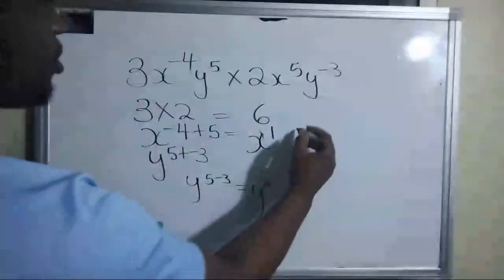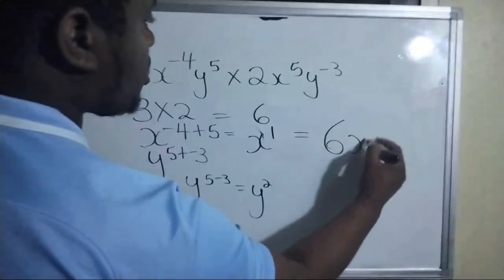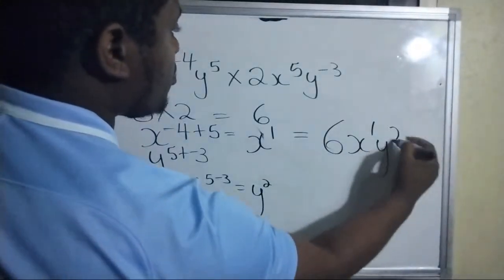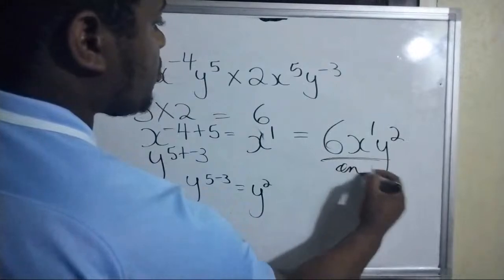So we just put them together now, which will give us 6x, 1, y, 2. And that would be our answer.